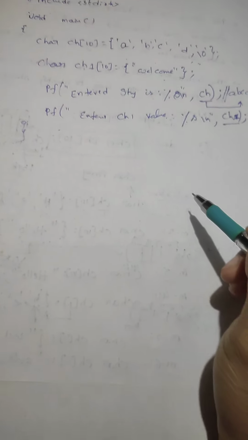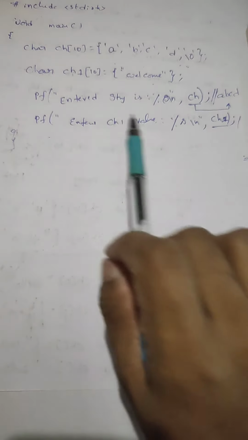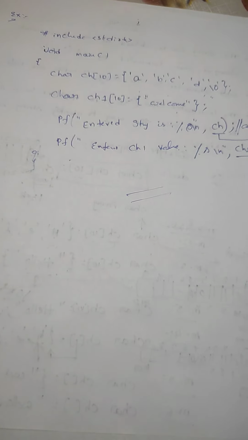In this way we are storing and accessing strings with the help of a one-dimensional array. If you want to store and access only one string, in that case we use the single-dimensional array concept. In this way we are declaring strings and accessing strings. Thank you.